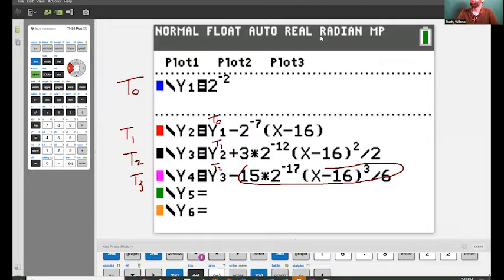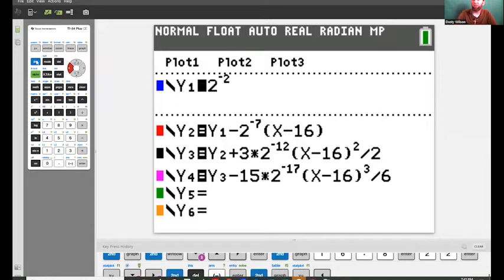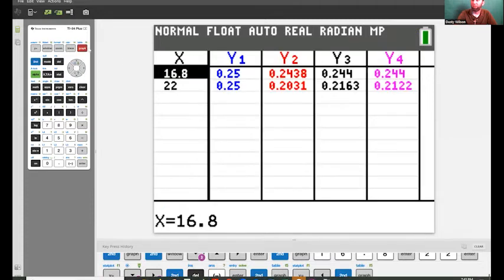So I've entered my T's into the calculator, and then I can go over to my table. And I've let my X be 16.8 and 22. Those are the two values I care about. And this tells me here's the T0 approximations for both. Here's T0. Here's T1. Here's T2. And here's T3.